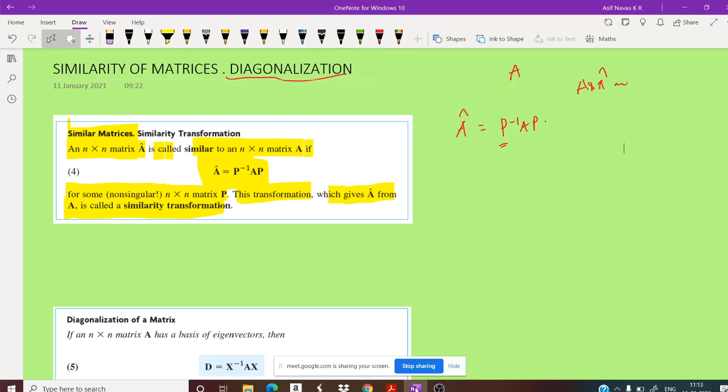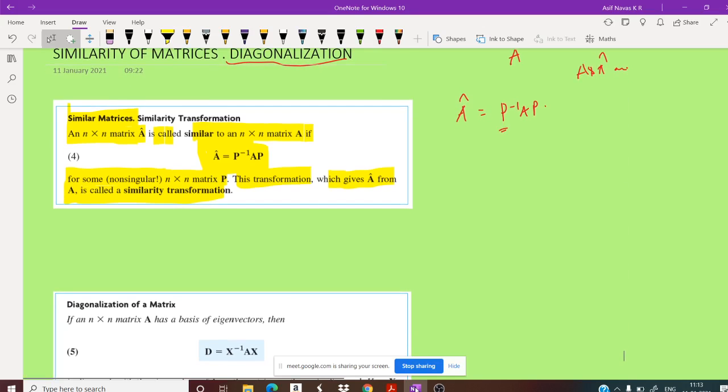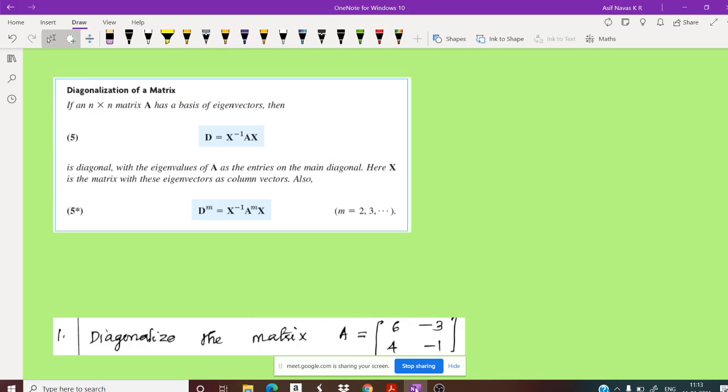Now, the next topic is diagonalization of a matrix. This is a very important topic. So let me define what diagonalization is.